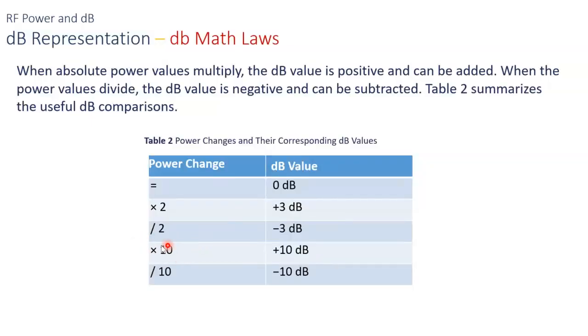If the power is multiplied by 10, we add 10 in dB. If the power is divided by 10, we subtract 10 in dB. I will repeat. If the powers are equal, the value in dB is 0. If the power is multiplied by 2, we add 3 in dB. If the power is divided by 2, we subtract 3 in dB. If the power is multiplied by 10, we add 10 in dB. If the power is divided by 10, we subtract 10 in dB.